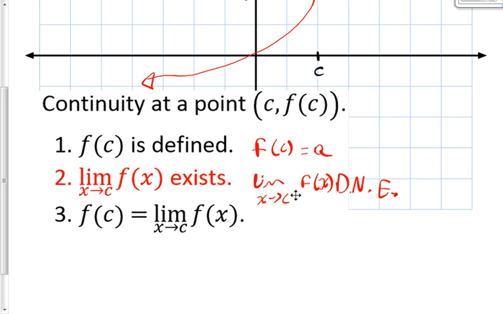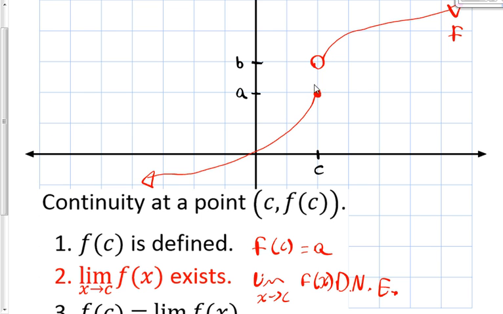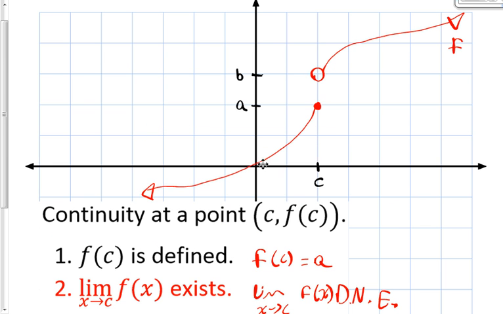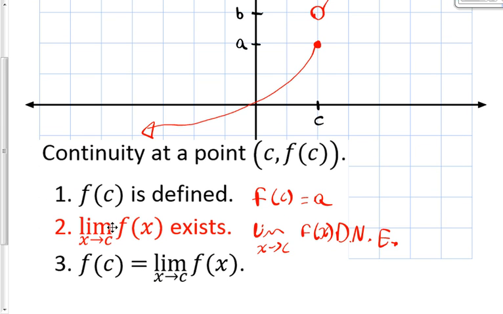Okay? In the case here of a non-removable discontinuity, the reason why the limit doesn't exist is because of number 2. The reason why the function is not continuous at c is because the limit as x approaches c does not exist. So anytime the second criteria is not met, or the limit does not exist, we will get a non-removable discontinuity like this one, all right?